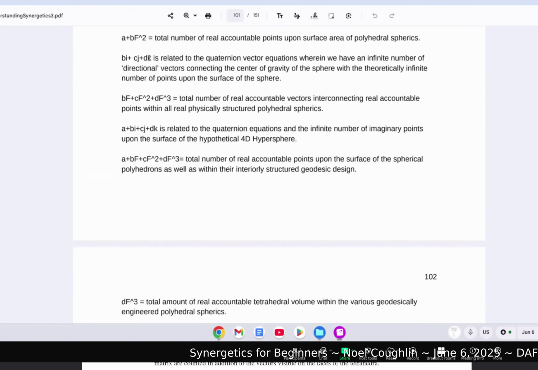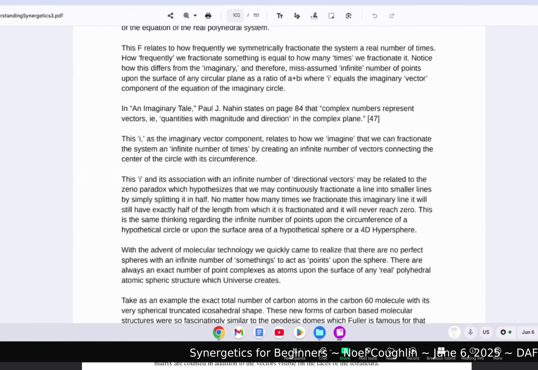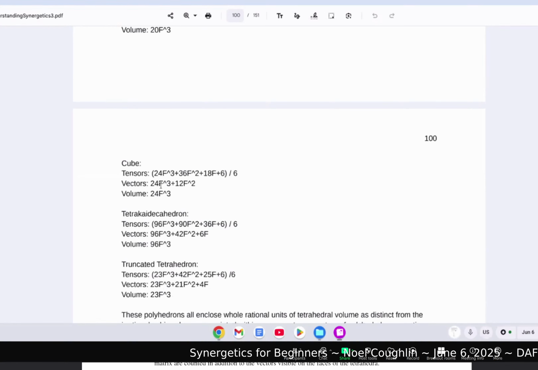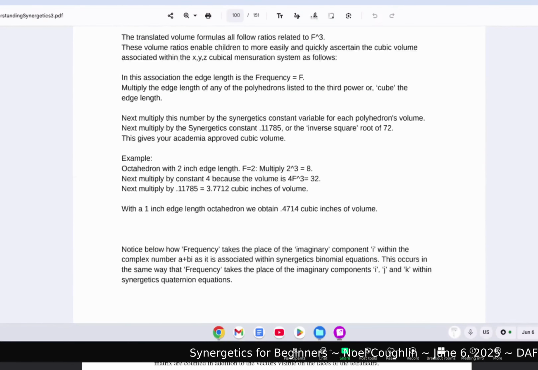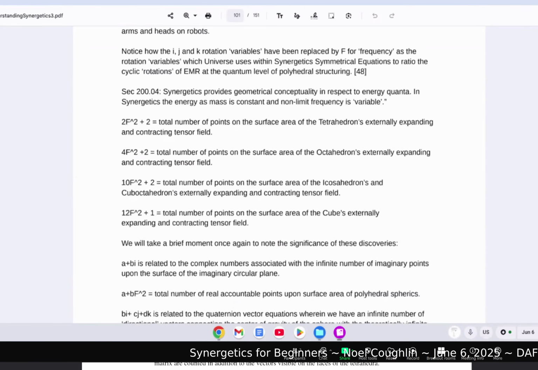bi plus cj plus dk is related to the quaternion vector equations, wherein we have an infinite number of directional vectors connecting the center of gravity of the sphere with the theoretically infinite number of points upon the surface of the sphere. And in synergetics, see these vector equations here? It's a three-part equation: f to the third, f to the second, and f. Those are the total number of vectors.